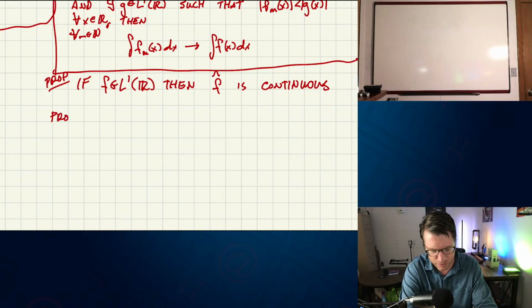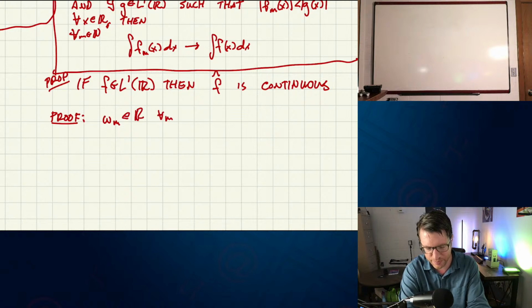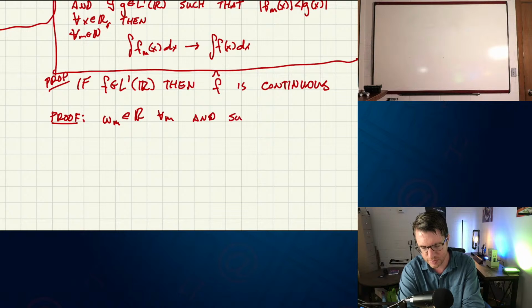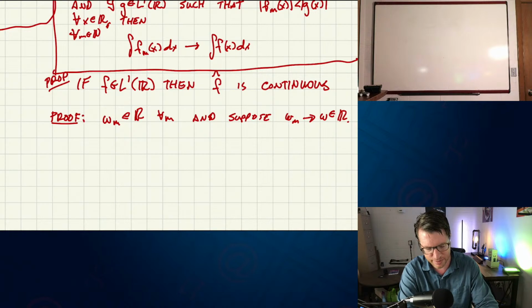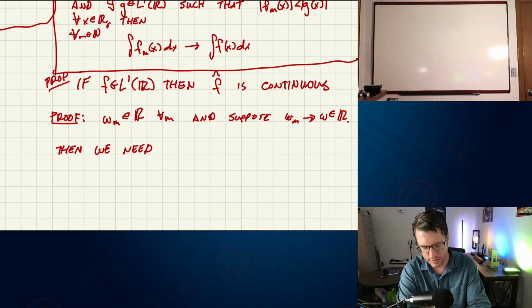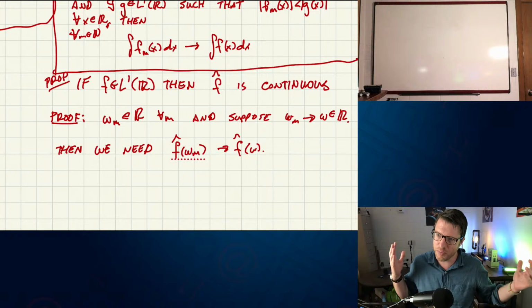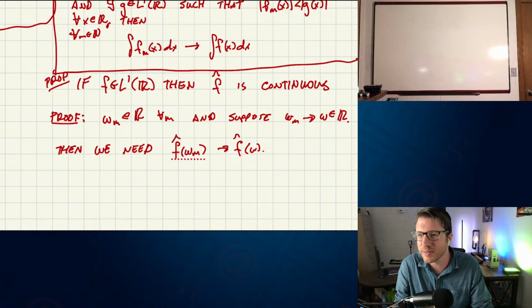Okay, so proof. Now if we take a look at it, we're first going to take omega_m in R for all m, and suppose that we have omega_m converging to omega in R. All right, so then we need f hat of omega_m to converge to f hat of omega. If that works, since this is an arbitrary sequence, that means it's going to be continuous.